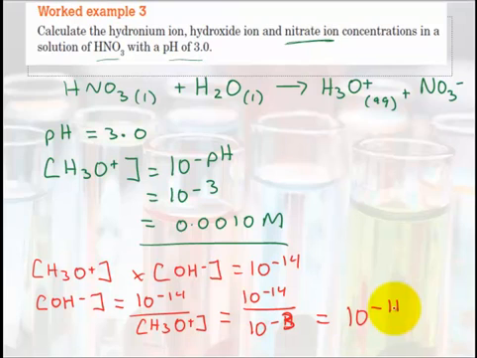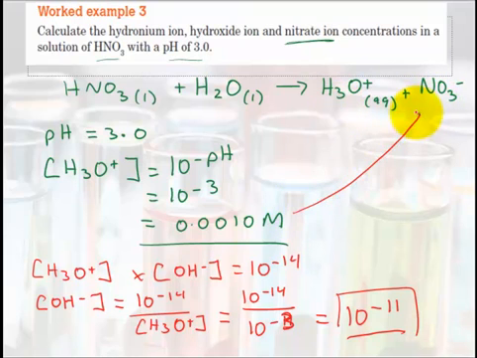Just note, in your questions, this is the wrong answer. I think they've got 10 to the negative 1 as the answer, but that is incorrect. It's 10 to the negative 11. Okay, have a look back at the equation, and it's a 1 to 1 to 1 to 1 ratio. Thus, the concentration of nitrate has to be equal to the concentration of hydronium, which equals 0.001 molar. So that is the concentration of your nitrate ion.